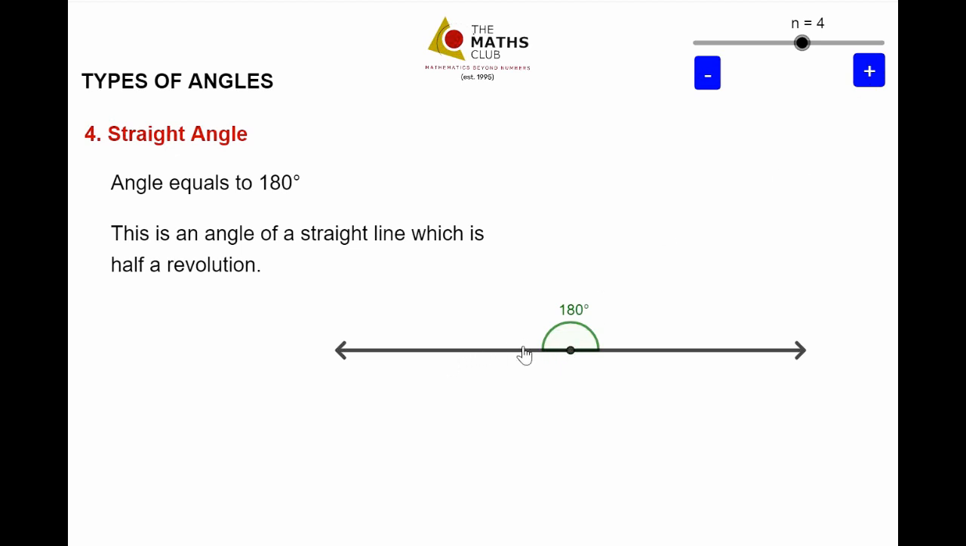A straight angle is the angle of a straight line, which is exactly equal to 180 degrees. And understanding this is going to help us, because when we start to talk about pairs of angles, when we start to talk about adjacent angles on a straight line, this is something that you need to remember. So this is a straight angle, and that angle is on a straight line, and it is 180 degrees.